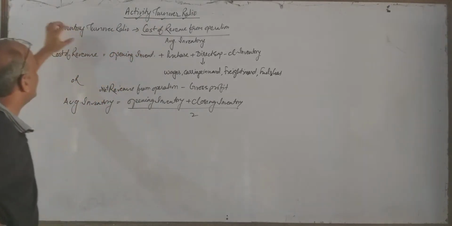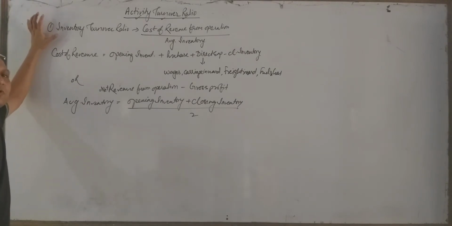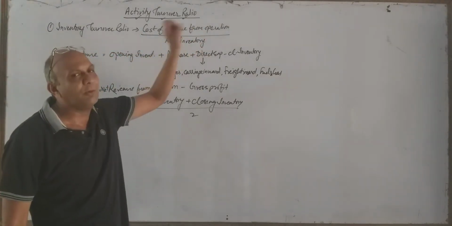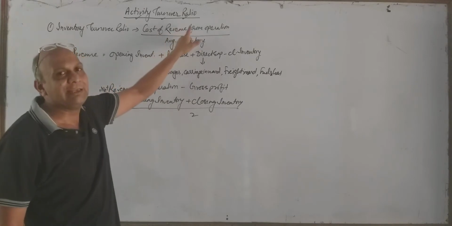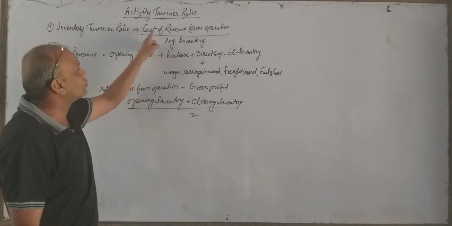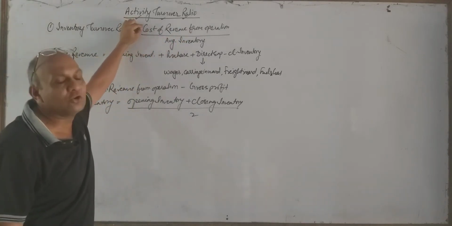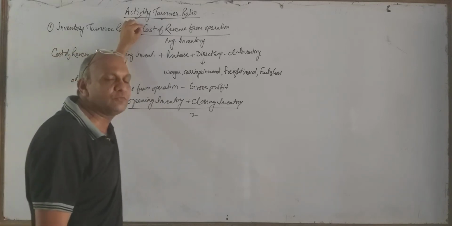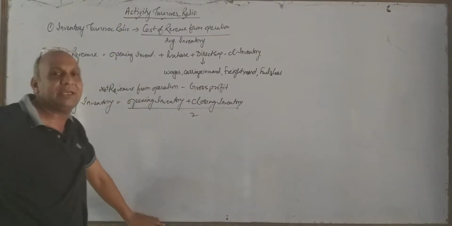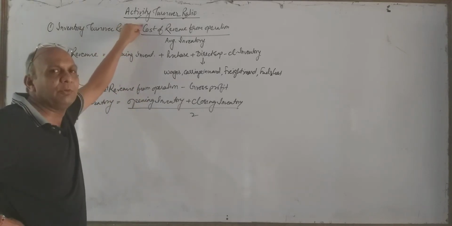So here the first ratio we are going to calculate is inventory turnover ratio. Inventory means stock turnover ratio. The formula is cost of revenue from operation or cost of sale, divided by average inventory. As I told you, revenue from operation is equal to sale. What is the meaning of cost of revenue? Cost of revenue means the goods which are sold by us. What is the cost of those goods? जो goods हमने मार्केट में बेचा है उसकी हमारे लिए कॉस्ट कितनी है? That is known as cost of revenue from operation.